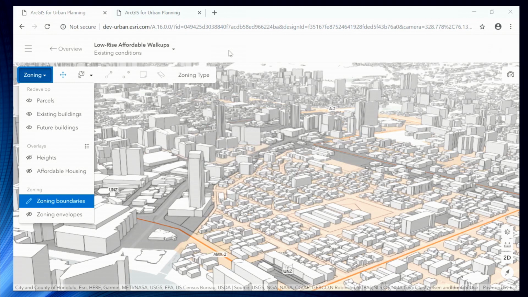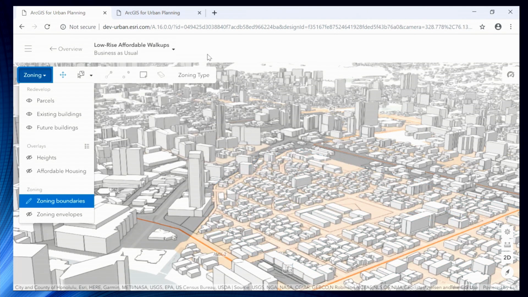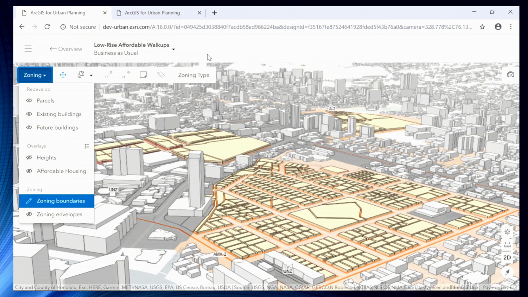So finally, we're now going to analyze this low-rise walk-up proposal. We start with the existing conditions in buildings, and then we'll begin by comparing the existing to the business as usual. What kind of build-out could occur using the A2 zoning standards? As you can see, it's a very low-rise development potential. Much of this area had been developed before these zoning codes had been put in place.